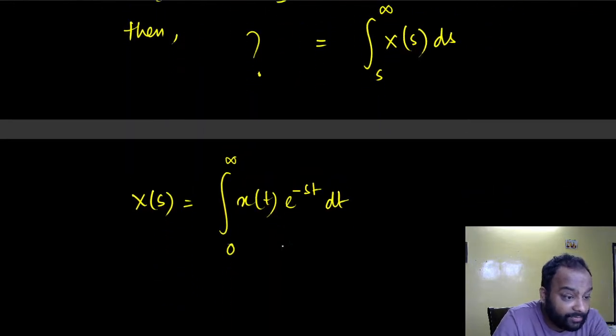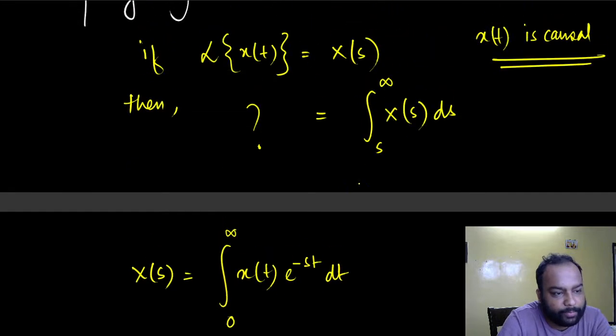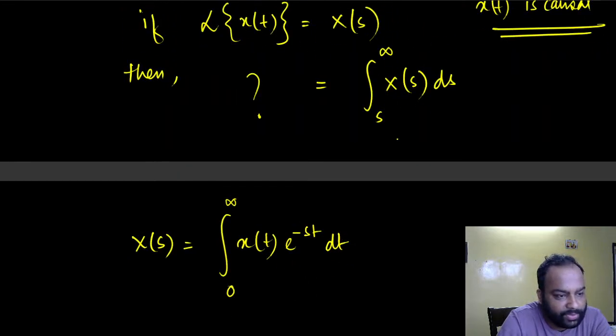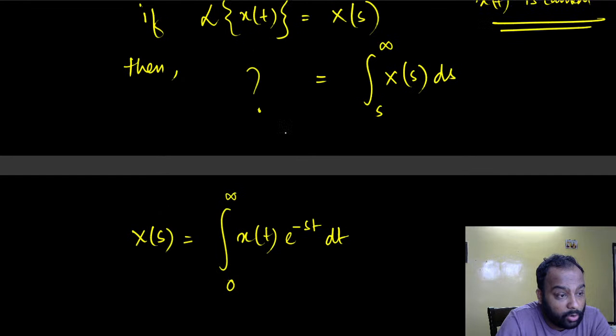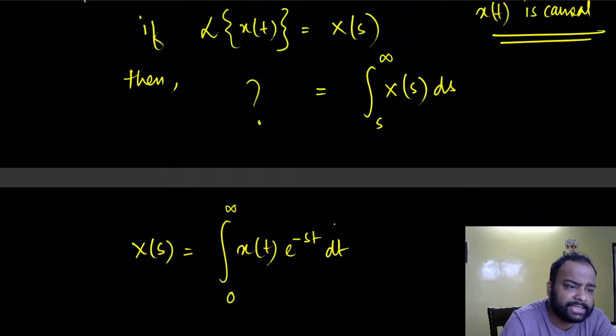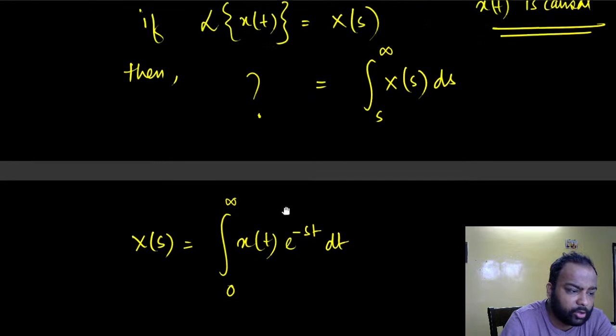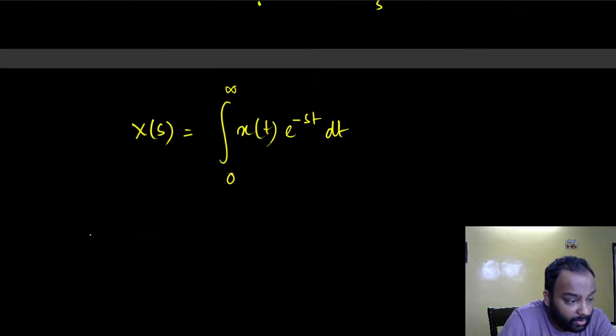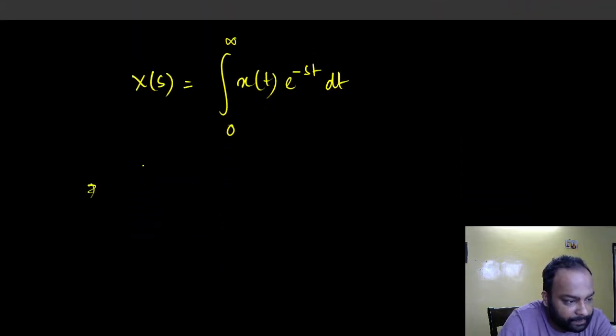So that's the definition of the Laplace transform here. We are trying to prove this. Rather, we are trying to figure out what is the signal for which the Laplace transform would be this one. Let's do this: let's integrate on both sides with respect to s.